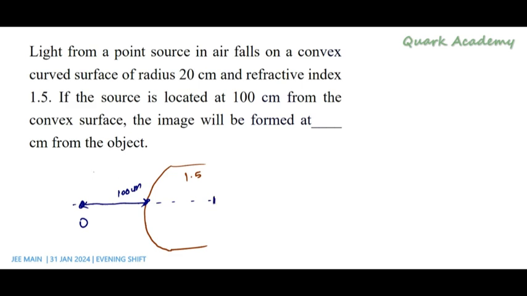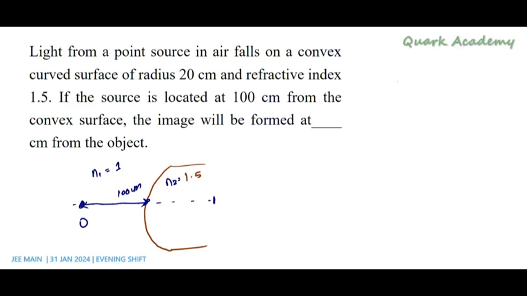Now this object is placed in an air medium, so the refractive index of air is 1. Let it be n1, this is 1, and this is n2, 1.5. So we need to find the image distance from the object. It's not straight away the image distance, but the distance between the image and the object.